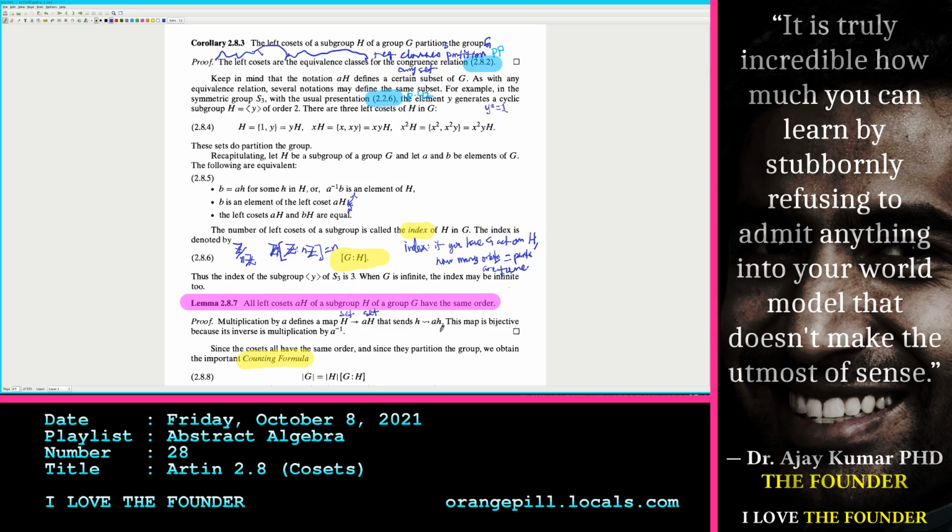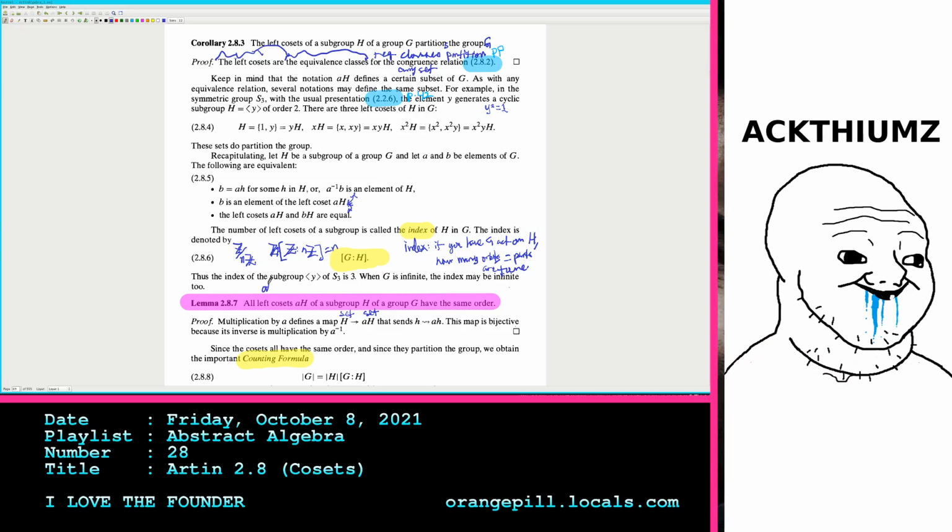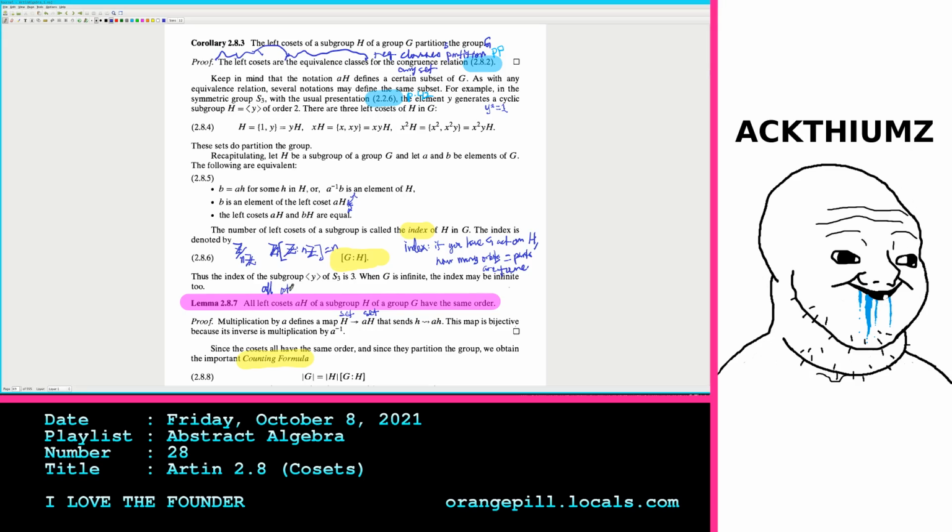So equivalently, all orbits are the same size. This is really important.